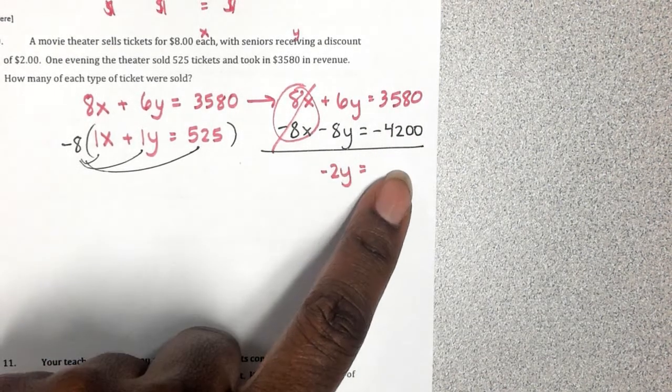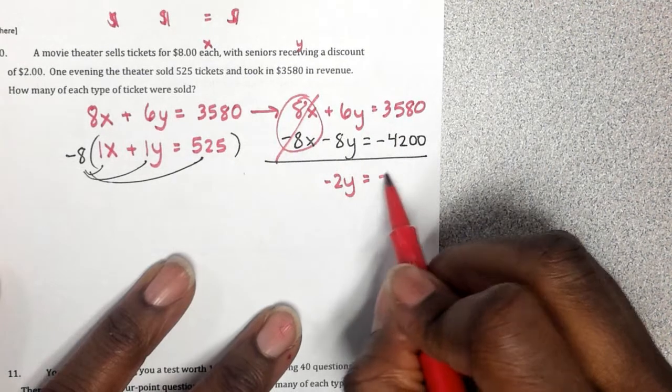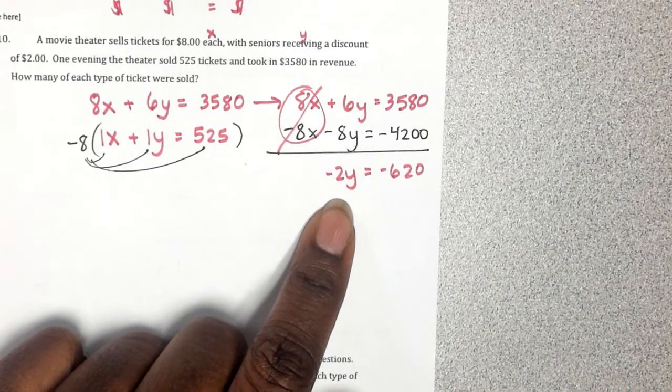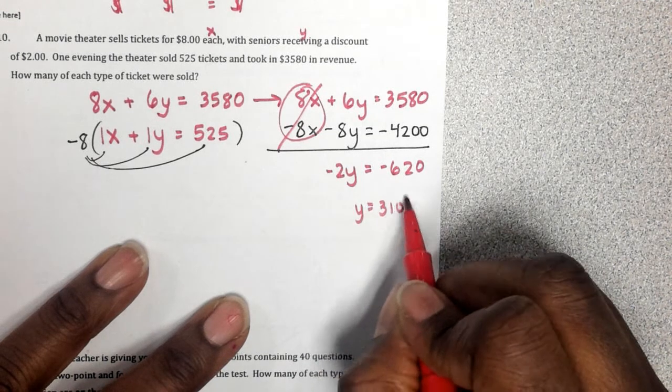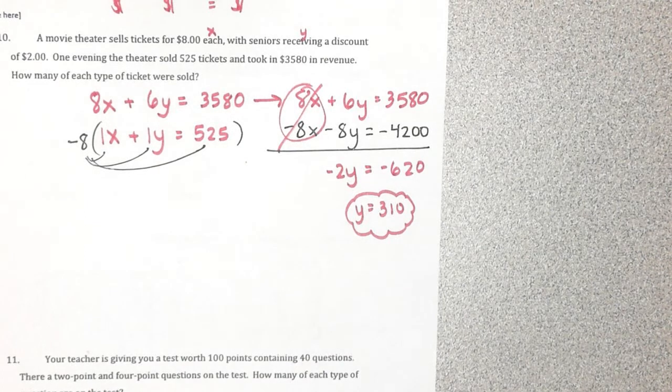Let me go ahead and calculate what this is. And then my next step, don't forget, divide. So I'm getting y equals 310. Y equals 310.